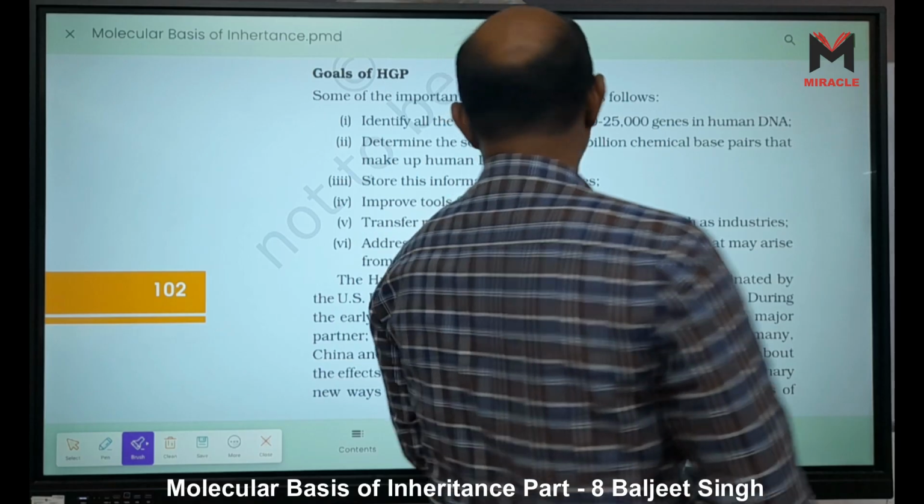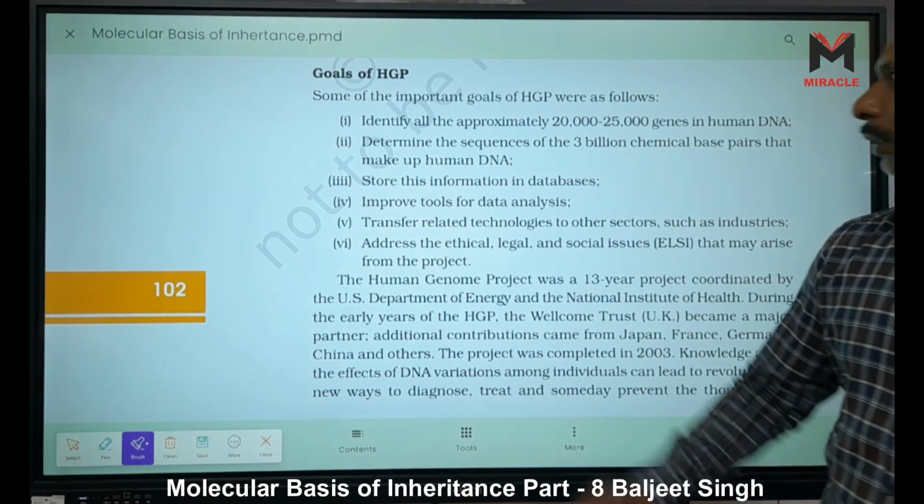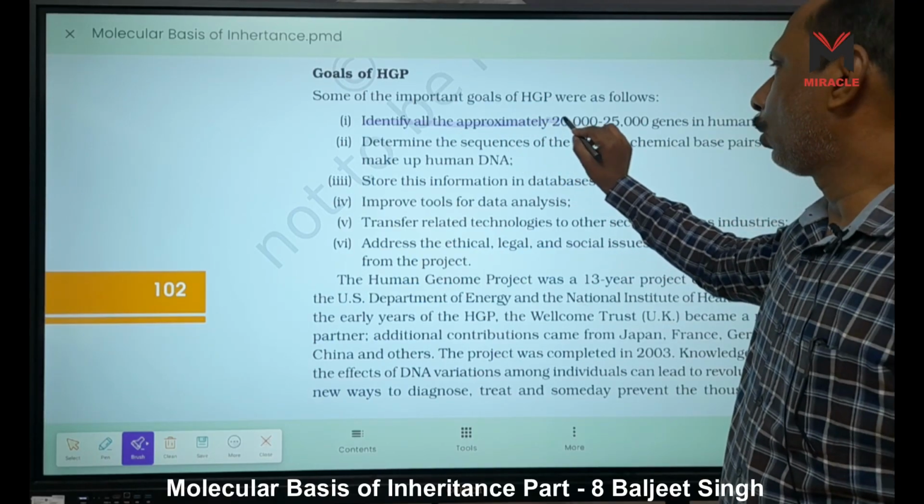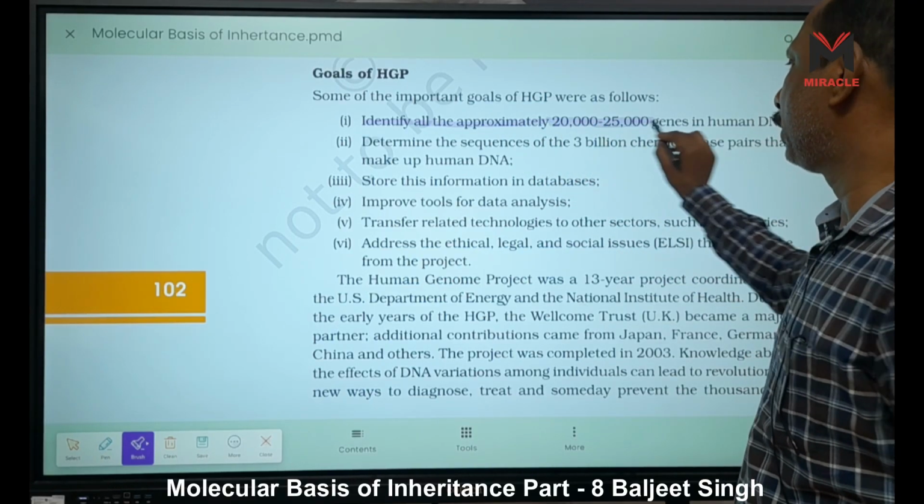Some of the important goals. How many goals are there? Here, six goals. The first is to identify all approximately 20,000 to 25,000 genes in human DNA.